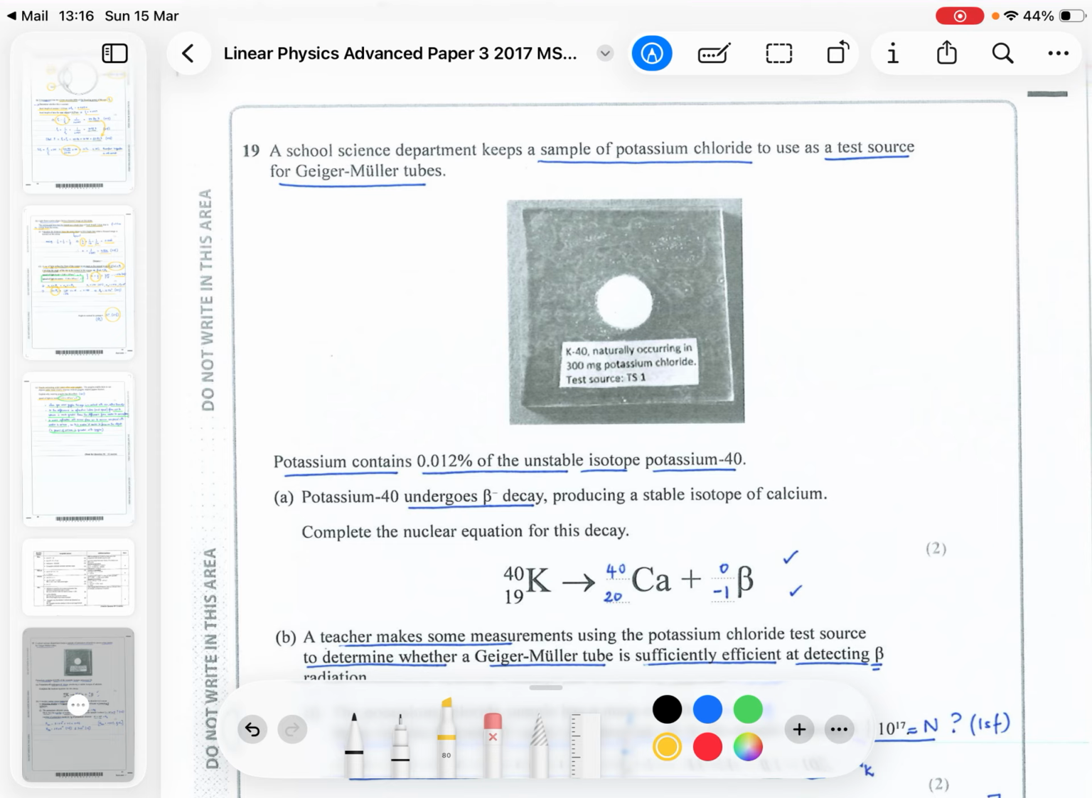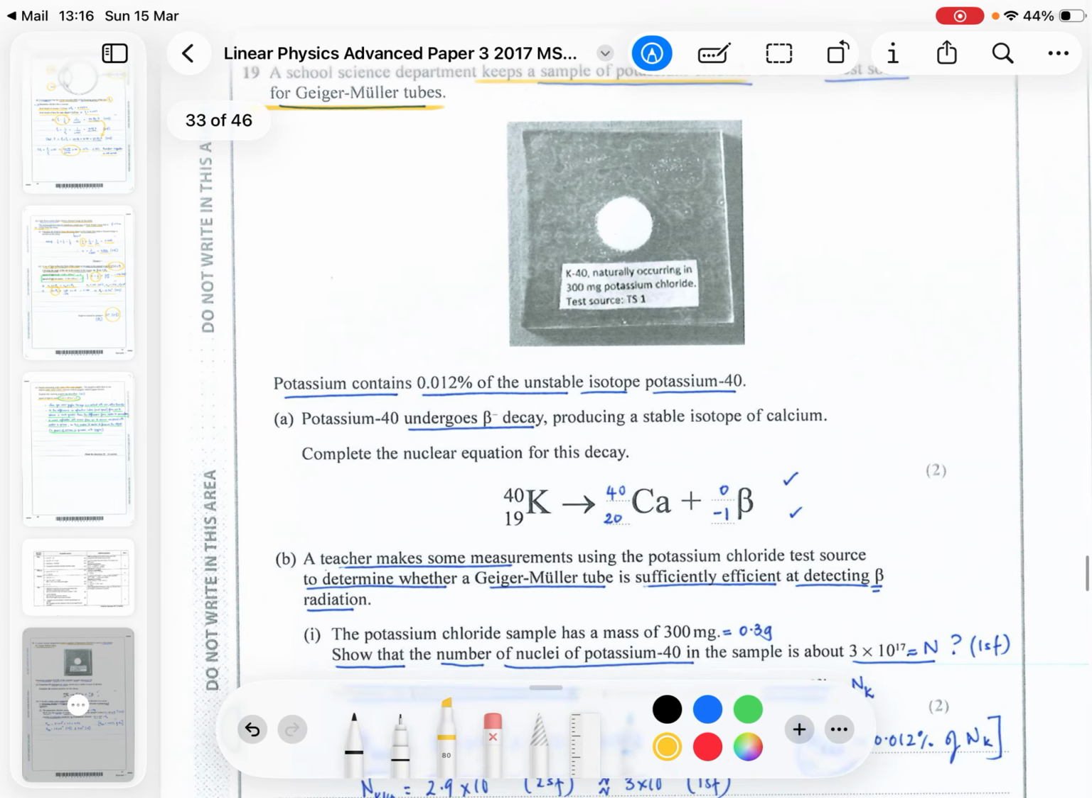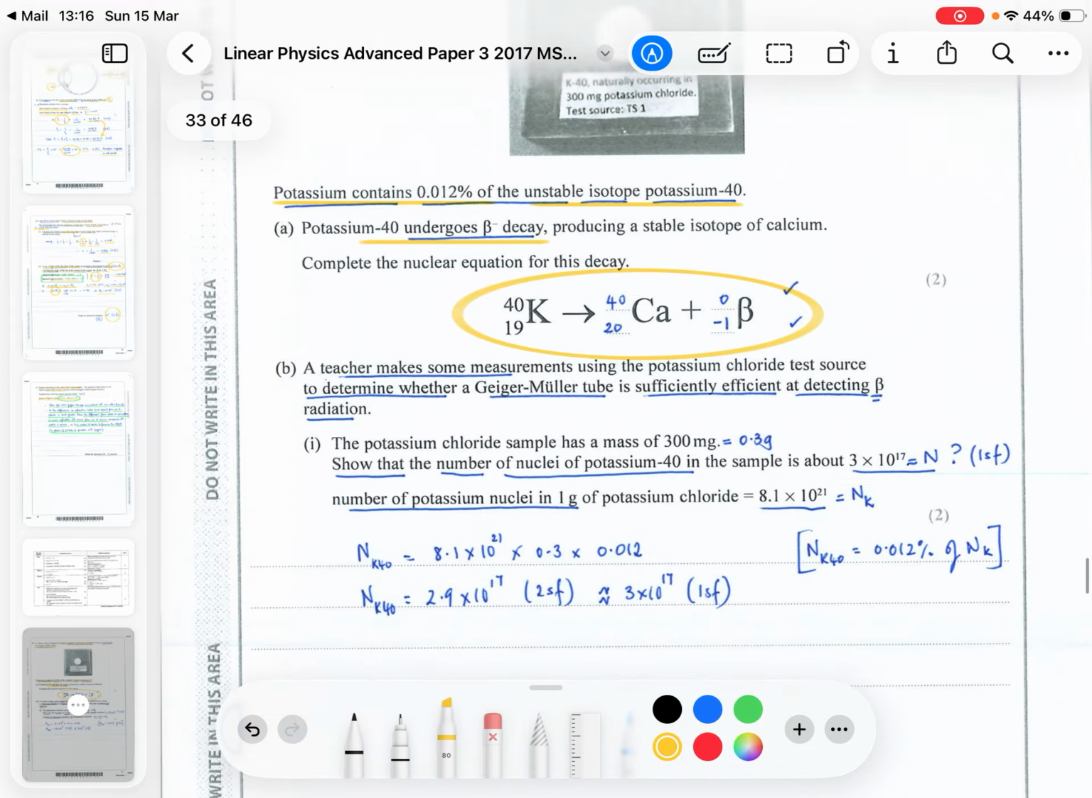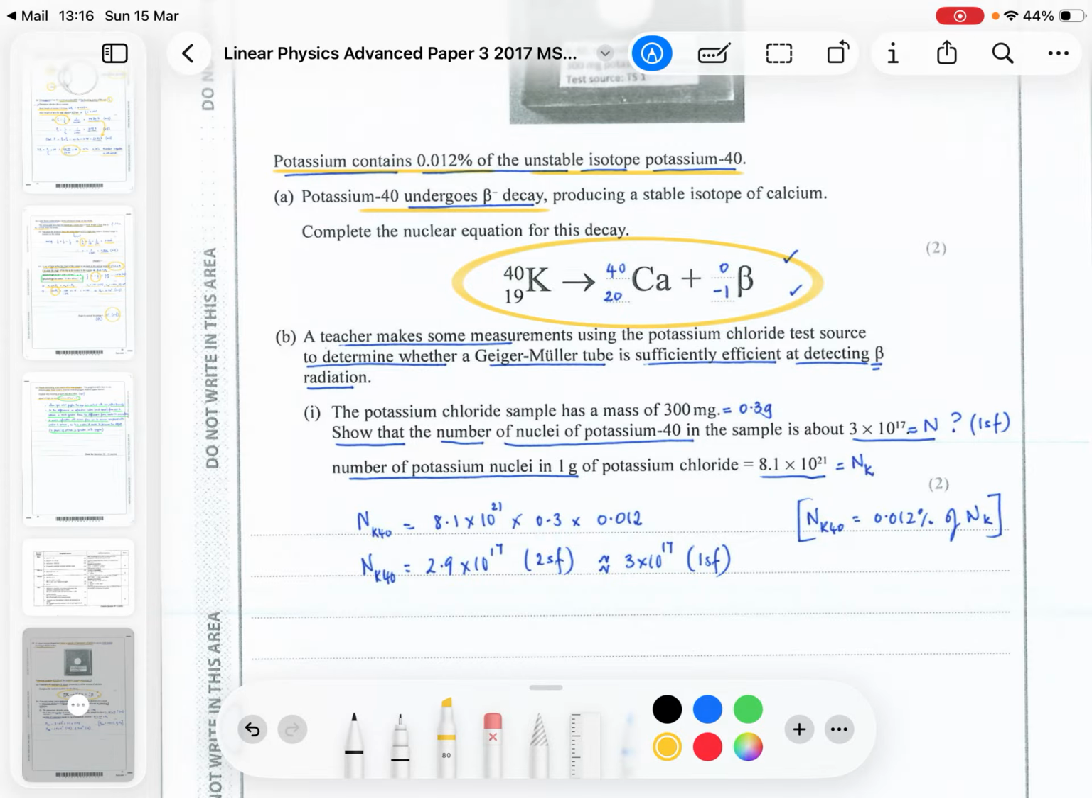So, a school science department keeps a piece of potassium chloride to use as a test source for Geiger Müller tubes. Okay, so it's radioactivity. Potassium contains 0.012% of the unstable isotope, which causes the beta decay. Work out the beta decay without having to worry about the neutrino. Okay, it's not particle physics. We're just balancing top numbers and balancing bottom numbers, and if you do that, you know one of the neutrons has changed into a proton and emitted an electron.